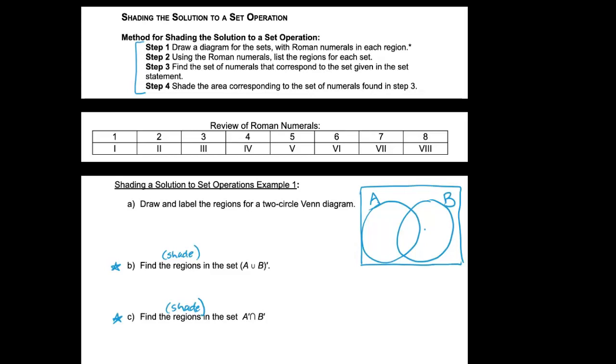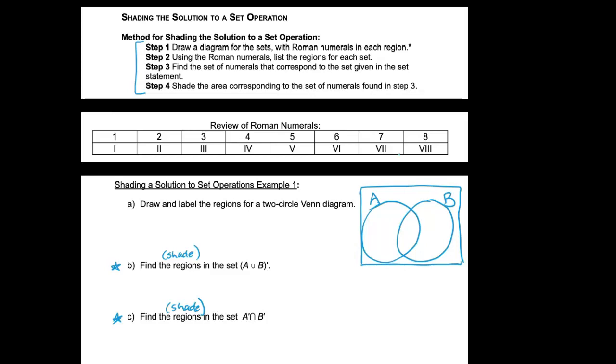After we draw the Venn diagram, the next thing we're going to do is label each section with Roman numerals. Here's a review of Roman numerals in case you're not familiar. These are all the Roman numerals at the bottom and what number they represent. The reason we use Roman numerals is because oftentimes sets will contain numbers, and we don't want to wonder, is that number referring to the region or is it an actual number in the set itself? So that's why we use Roman numerals, so we don't get mixed up.